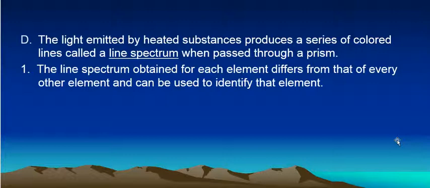Now the light emitted by heated substances produces a series of colored lines called a line spectrum when passed through a prism. The line spectrum for each element is different from every other element, so we can identify elements based on their line spectrum, what colors those elements produce.